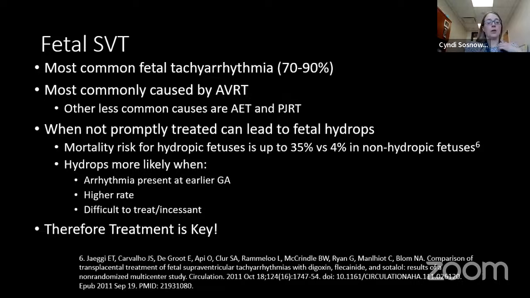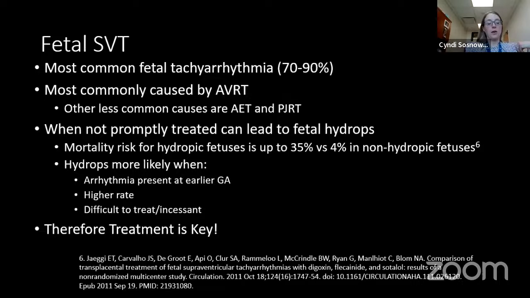So hydrops is more likely to occur when several things are present. One, if the arrhythmia is present at an earlier gestational age. And this could be from two factors. One, if this is starting at 18 weeks, there's another 22 weeks where the baby can potentially be going in and out of SVT and more likely to progress to hydrops. The other thing is that if it's happening at an early gestational age, they're not seeing their OB as frequently as someone who is developing it at later gestations. So they're more likely to be sitting in it and nobody ever knowing.